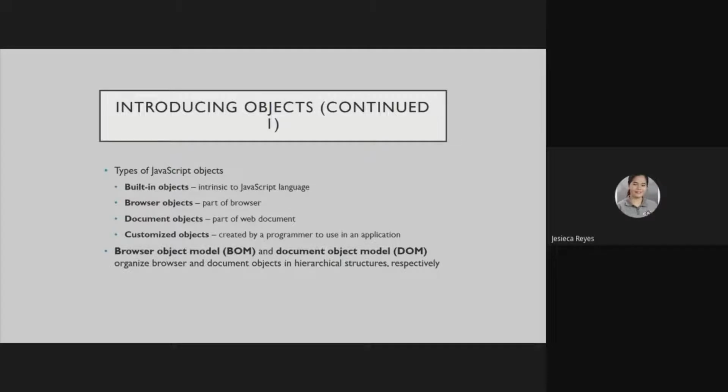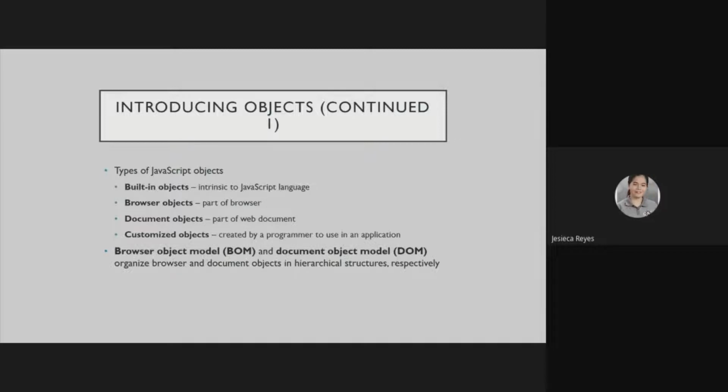And when we talk about objects, there are many types: the built-in objects, the browser objects, the document objects, and the customized objects. The built-in objects are intrinsic to the JavaScript language. So those are the built-in objects, the predefined objects. The browser objects are part of the browser. Document objects are part of the web document. And the customized objects are the objects created by a programmer to use in an application.